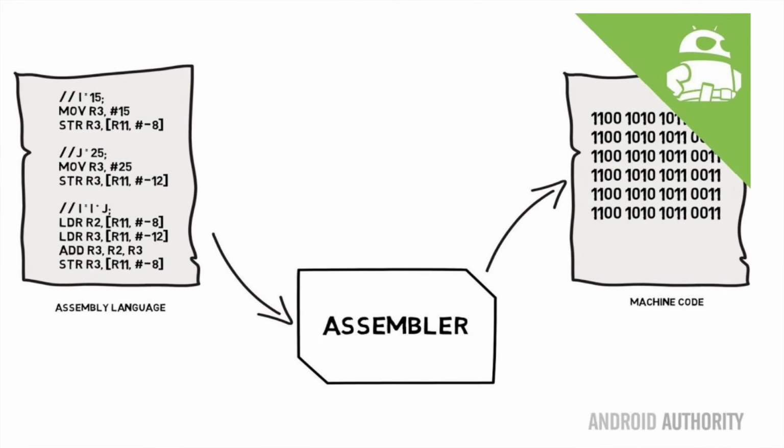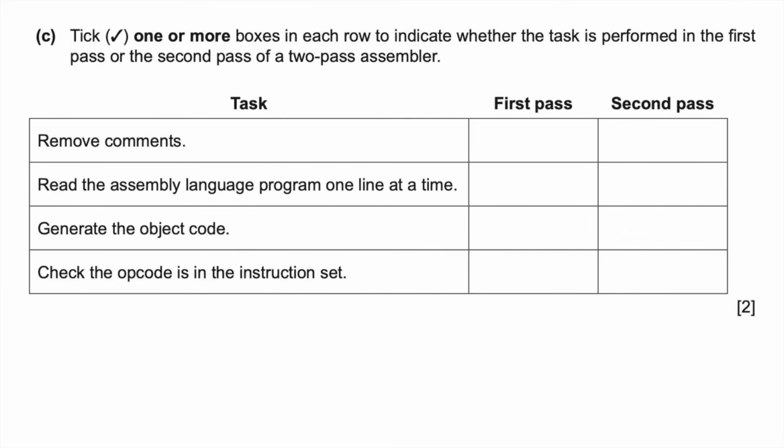So to give you an idea of what object code is, this is basically what it looks like. So this is what we would start out with, and this is what we'd end up with via our 2-pass assembler. So to solidify our understanding, let's take a look at an A-level question. It says tick 1 or more boxes in each row to indicate whether the task is performed in the first pass or second pass of a 2-pass assembler.